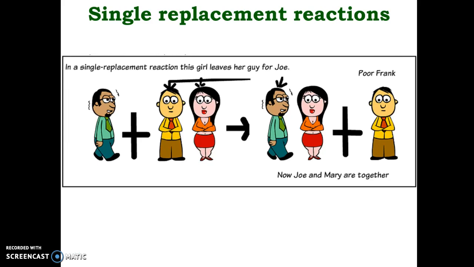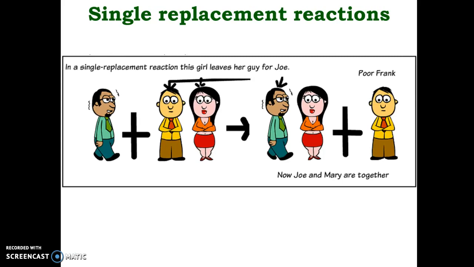In a single replacement reaction, I'm going to use an analogy of couples. Okay, so here we have Frank and Mary. Let's say Frank and Mary are dating and they're happy, but then comes Joe. And Joe steals Mary. And now Frank's alone. We've all seen this happen, whether it maybe happened to us, someone we know, or we saw it on television. A couple breaks apart when one significant other leaves them for someone else. Now this happens sometimes, but sometimes it doesn't happen.